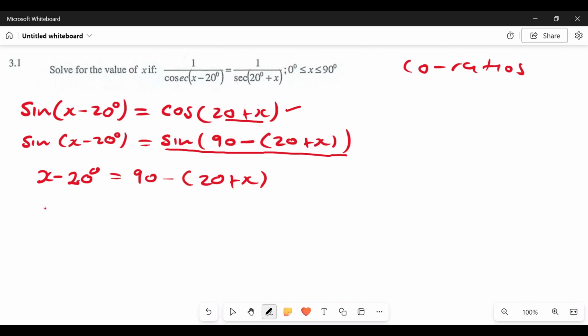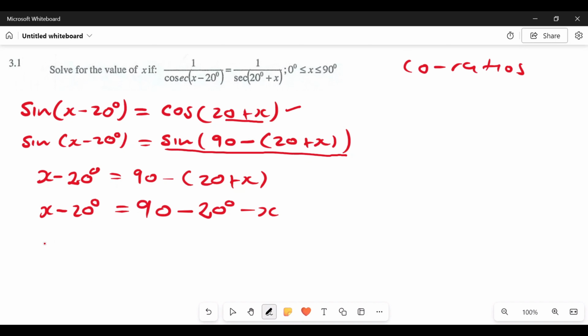Then from here on the left hand side, you just rewrite it. There's nothing you can do at the moment. And on the right hand side, you're going to have to multiply by negative to remove the bracket. So we're going to have 20 degrees minus x. Now you start to do the like terms.